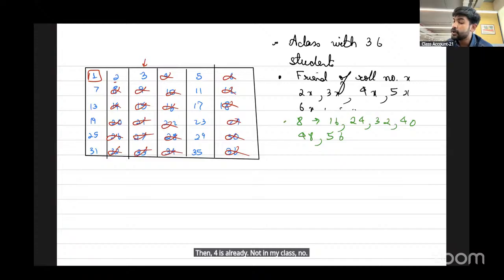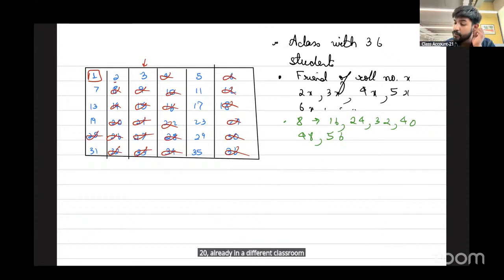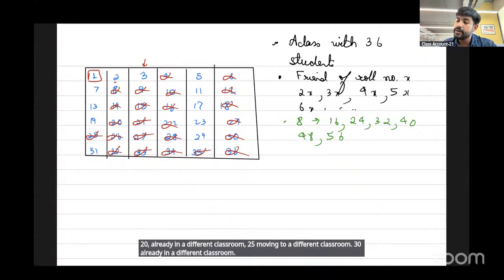I moved forward to 5. Then 5's multiples: 10, already in a different classroom. 15, already. 20, already. 25, moving to a different classroom. 30, already. 35, moving to a different classroom.